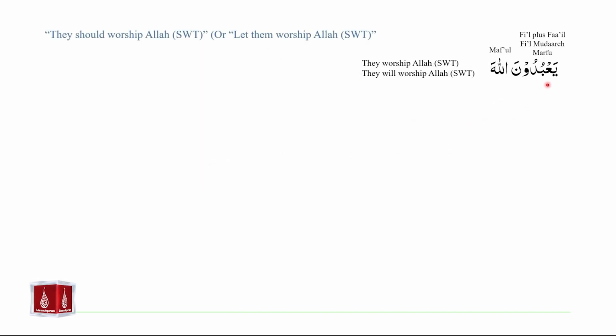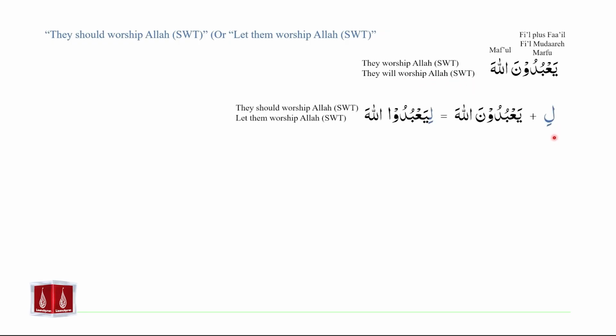Here we have ya'buduna Allah. Ya'buduna is fi'il mudari marfu. Ya'buduna is a combination of fi'il and fa'il. Allah is maf'ul. It is maf'ul because it is mansub. Ya'buduna Allah can be translated as they worship Allah subhanahu wa ta'ala, or they will worship Allah subhanahu wa ta'ala.